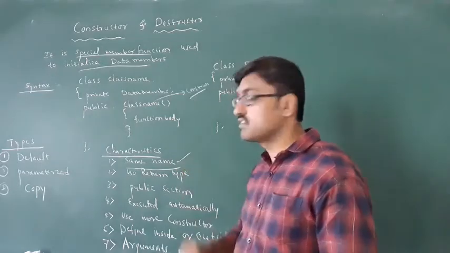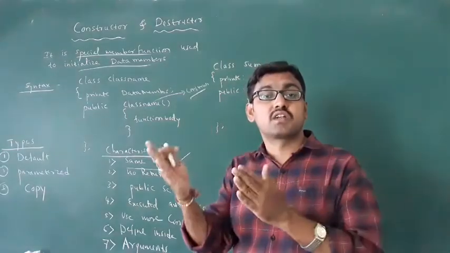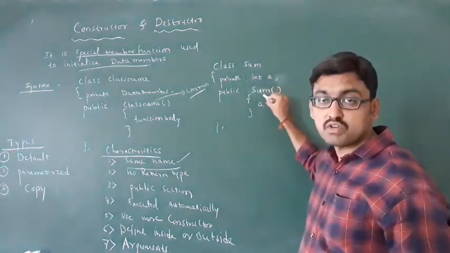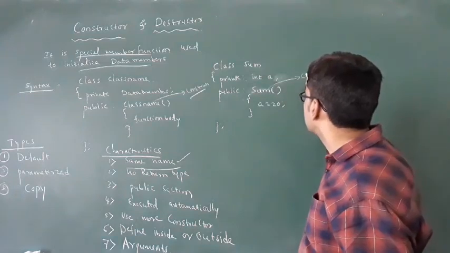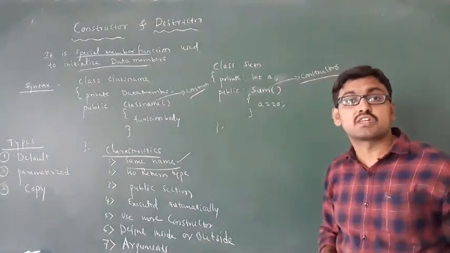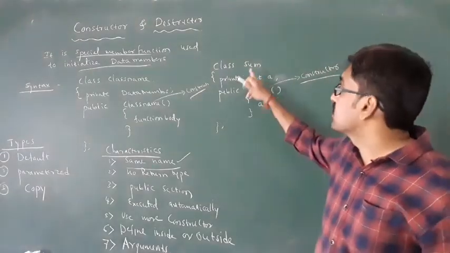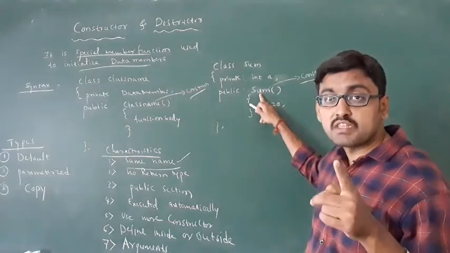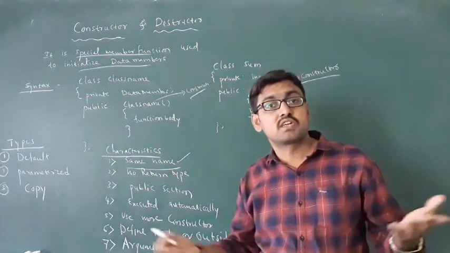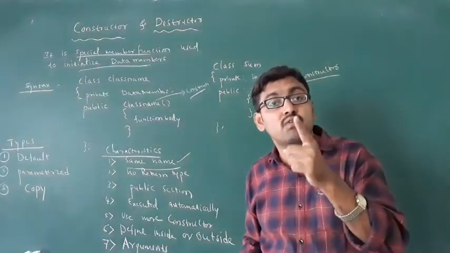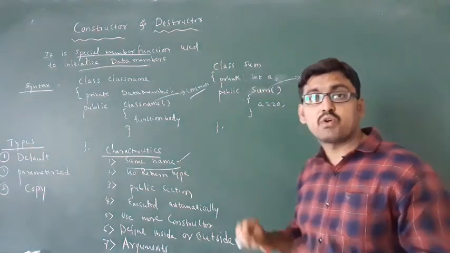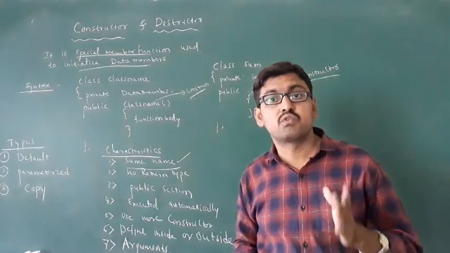The first characteristic is that the class name and constructor name are always the same. See, here I have written sum, this is also a constructor. Sum is the constructor here. Why it is a constructor: the class name and constructor name are always the same, as I said. That's why both are the same, and that's why it is a constructor. A constructor is a special member function used for what purpose? To initialize the data members. To initialize the data members you have to use a constructor. Okay, this you have to remember.